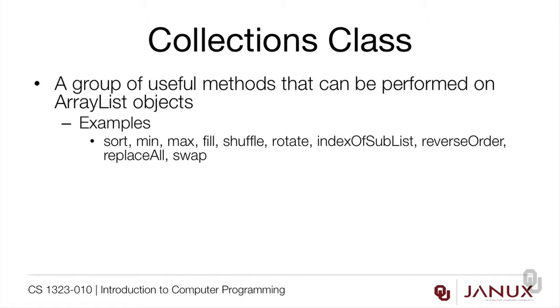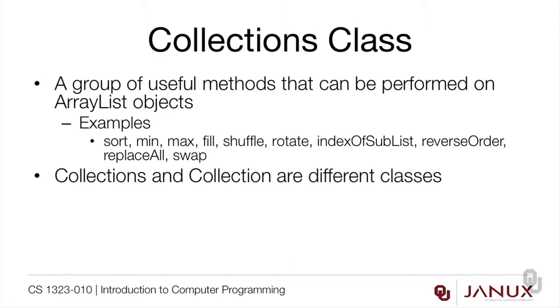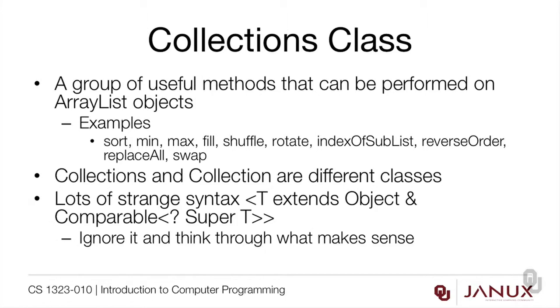Unfortunately, it also works for different types of objects, and so we're going to have to be a little bit careful. Examples of the kind of things that are available in collections are sort, minimum, maximum, fill, shuffle, rotate, index of sublist, reverse order, replace all, swap. There's all kinds of great stuff available. Another warning is that there is a class called collection, and there's a class called collections with an S on it. That collections class is the one we're looking at. Very easy mistake to make when you're programming.